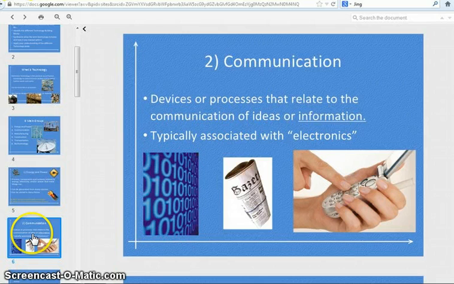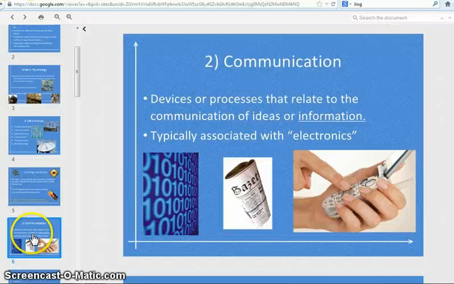We have the second one is communication, and this is very common. Devices or processes that relate to communication of ideas or information. So if it's a technology and it relates to devices or processes that deal with ideas or information, it falls under this category. And for most parts, it's typically electronics are associated with this. So when people come in to my classes and they hear technology, they usually associate that with computers, but they're actually associating with communication technology.